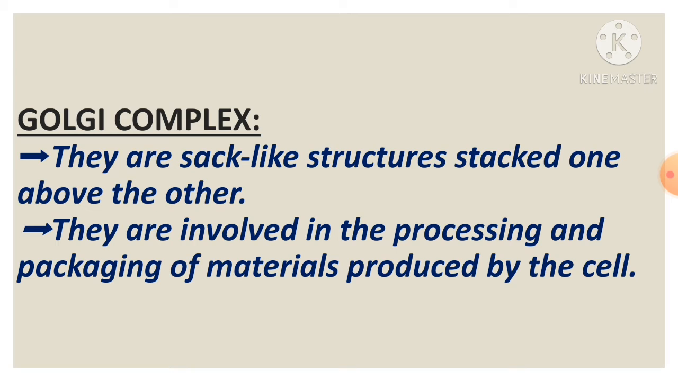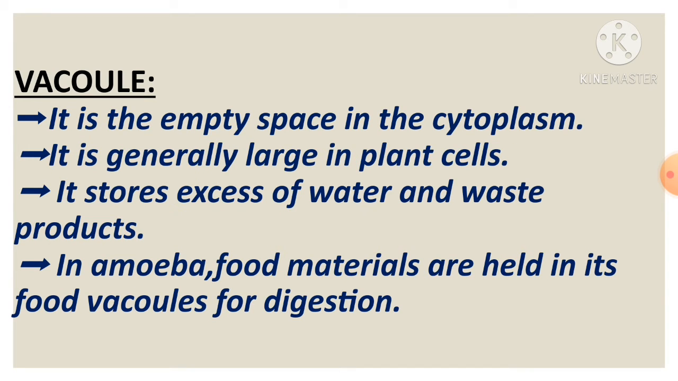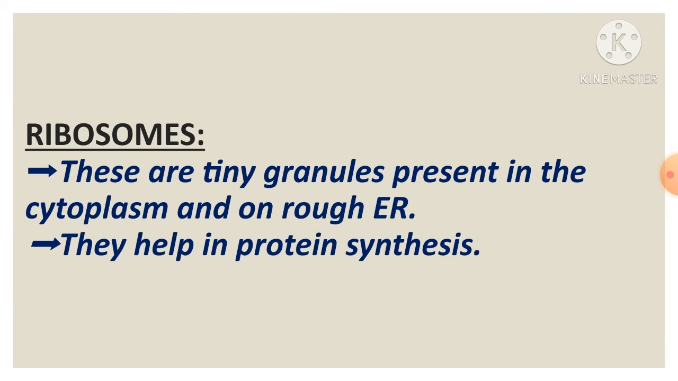Golgi complex. They are sac-like structures stacked one above the other. They are involved in the processing and packaging of materials produced by the cell. Vacuole. It is an empty space in the cytoplasm. It is generally large in plant cells. It stores excess water and waste products. In amoeba, food materials are held in food vacuoles for digestion. Ribosomes. These are tiny granules present in the cytoplasm and on rough ER. They help in protein synthesis.